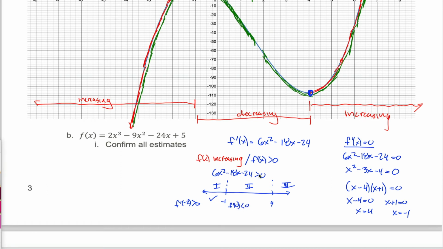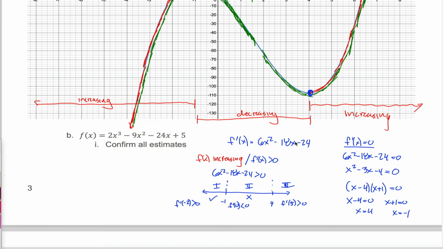If I put 0 into this machine, negative 24 comes out, and therefore 0 is not in my solution set, so none of the numbers in region 2 are in my solution set. I do this one last time with any number I want in region 3, maybe f prime of 5, and when I plug 5 into this machine, what you'll see is that a positive number comes out.